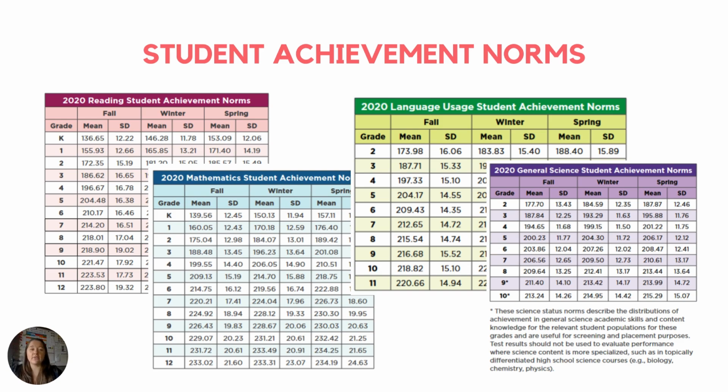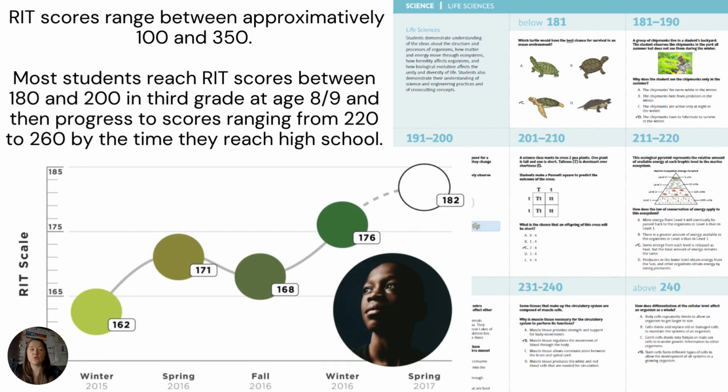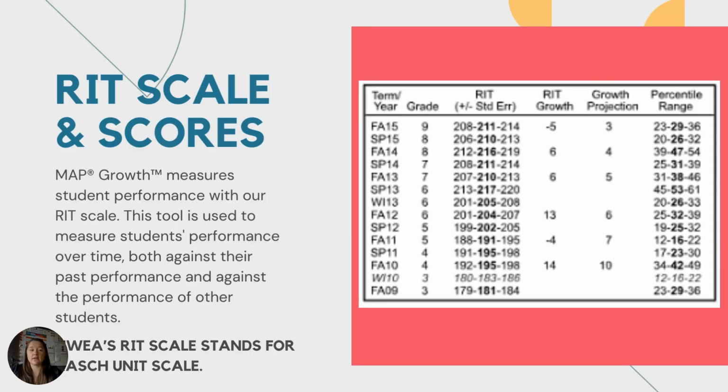And we provide these charts for you to be able to understand your student achievement norms. If we look back, you'll see that on our RIT scales, in the middle, you'll notice where the student lands in the center and then the standard deviation on either side. It'll also show that RIT growth, and it'll also let you know what percentile range they land in.